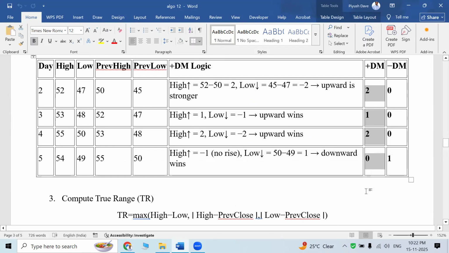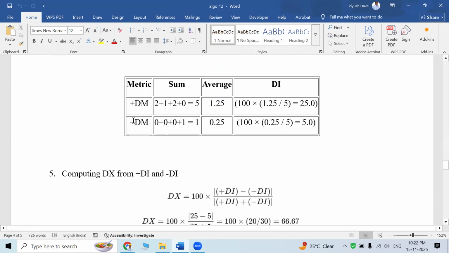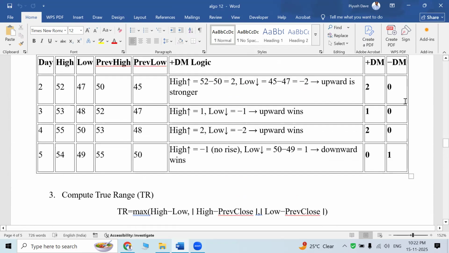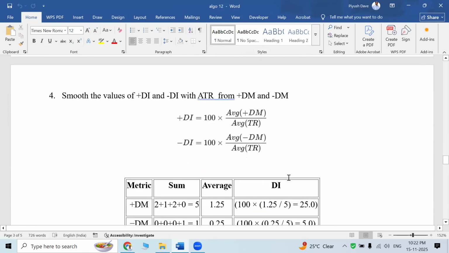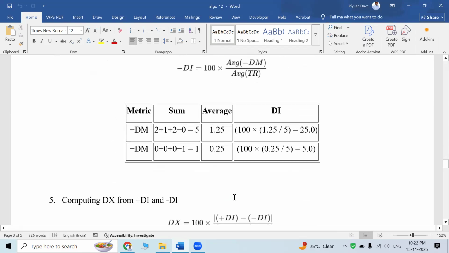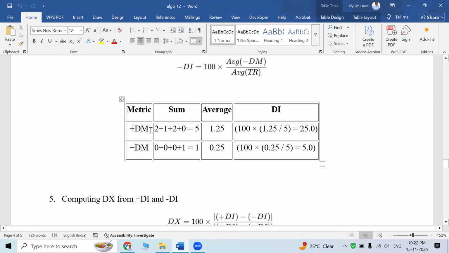2 plus 1 plus 2 plus 1 plus 2, and for minus DM we have taken the values from here, 0 plus 0 plus 0 and minus 1, or sorry, plus 1. And the average range which we have taken is here, the average which we have taken from here. So this is 5 additions divided by number of readings, which is 4, so 1.25 is the average value. Again we will take the average here, 1 divided by 4, 0.25.